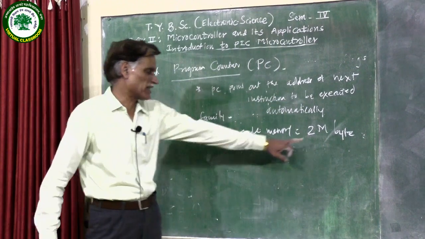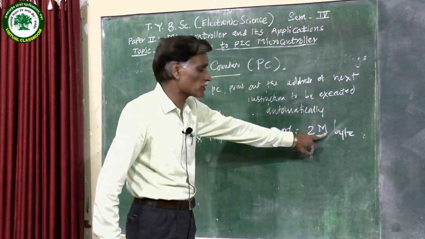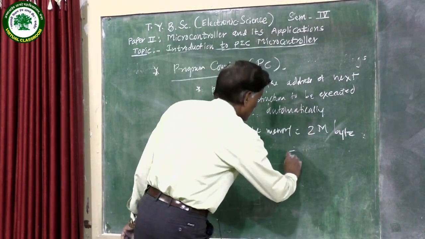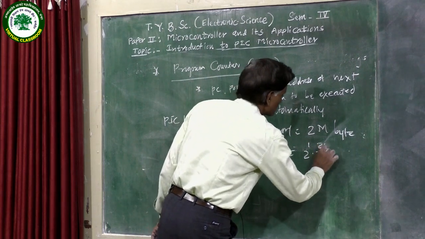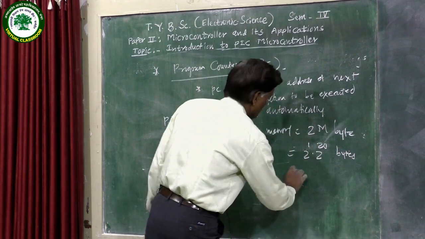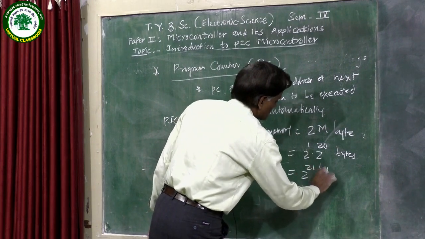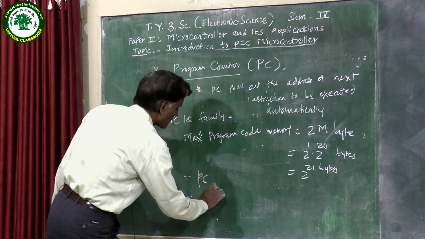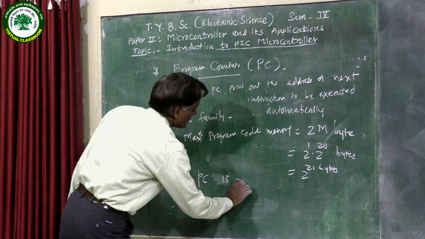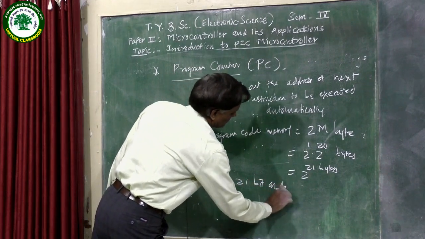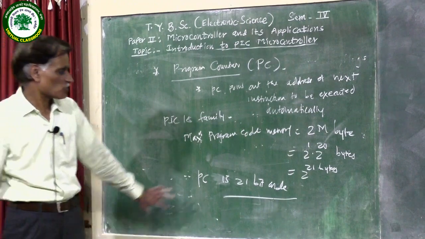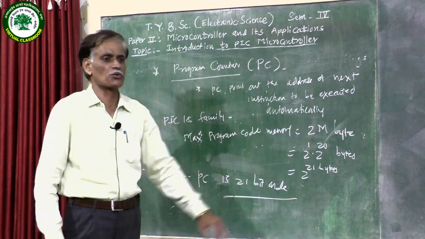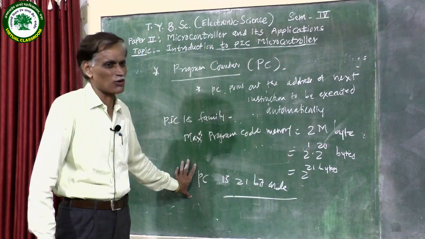What does it indicate? Mega means 2 raised to 20. This much amount of bytes, therefore, you are getting 2 raised to 21 bytes. This directly indicates that we require a program counter which is 21 bits wide, so that our controller can access the maximum memory capacity of 2 megabytes. I think you have understood this logic.